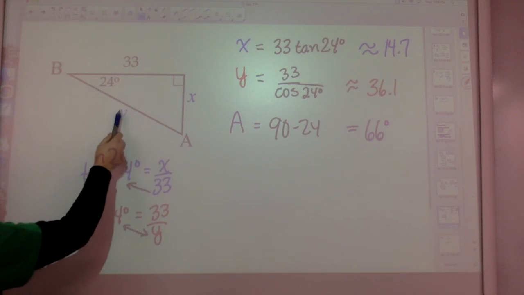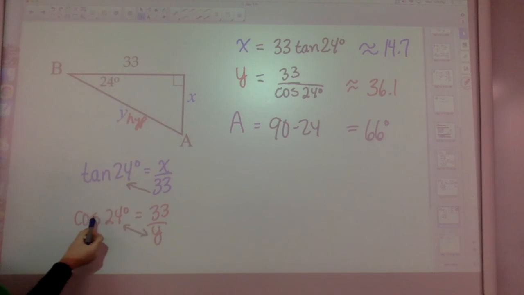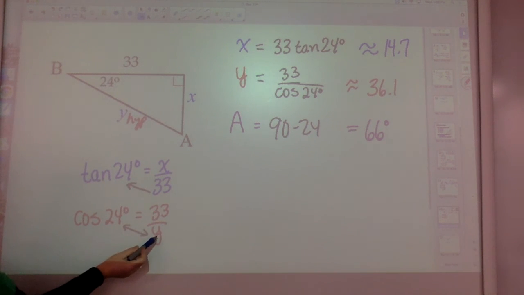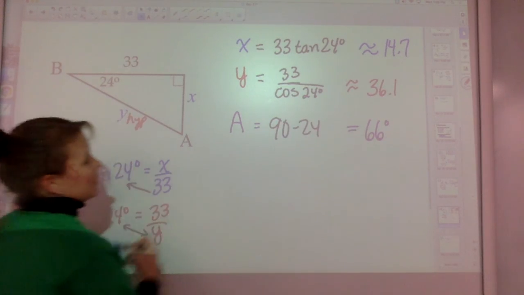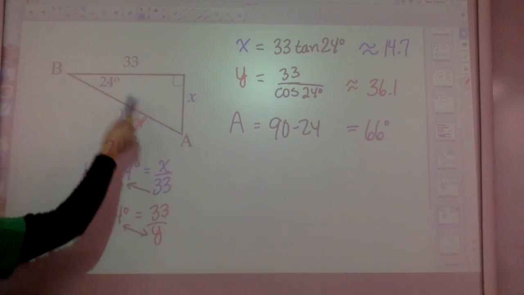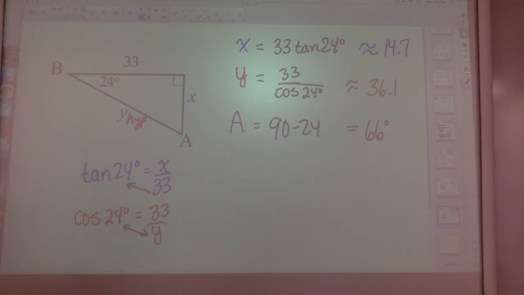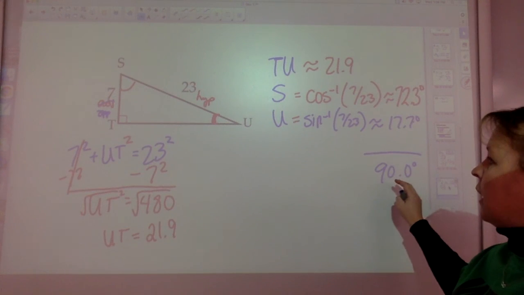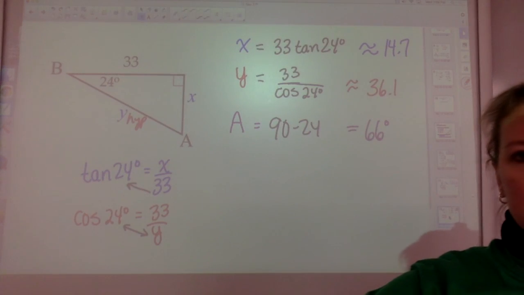Looking for Y. Did you use cosine? Because you needed the hypotenuse, but we're given adjacent. Cosine of 24 is adjacent over hypotenuse. Trade places with them, cross multiply and divide, which is the same as division here. 33 divided by the cosine of 24 degrees is 36.1. How do you find A? Corollary to the triangle sum theorem, you know that these two add up to 90. 90 minus 24 is 66. If you can do any of those, Pythagorean theorem, sine, cosine, and tangent, and some inverse sine, cosine, and tangents, you're good to go. Solving right triangles. Good luck.